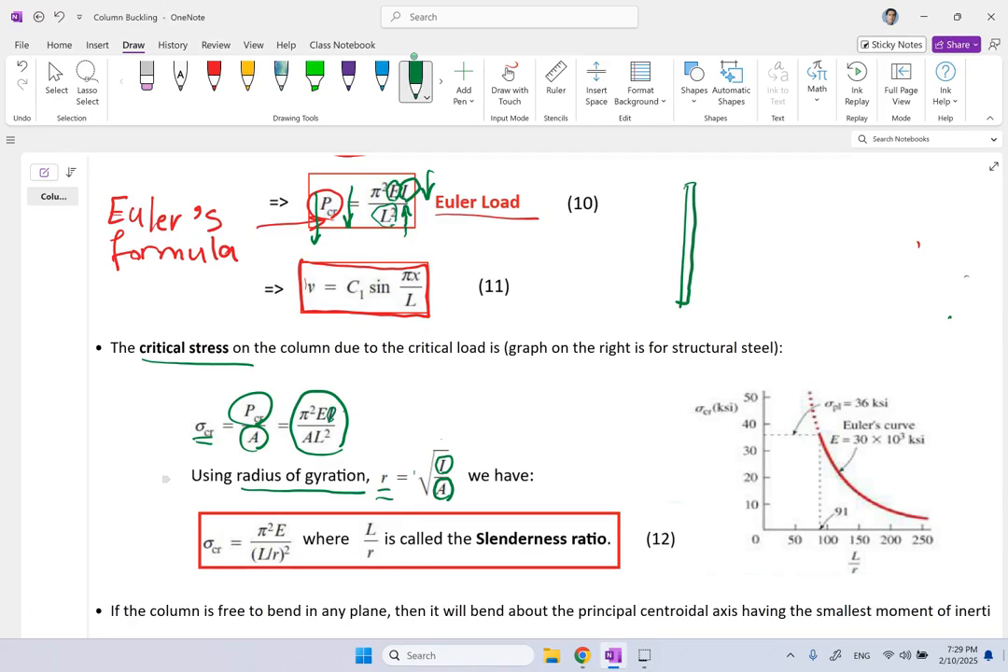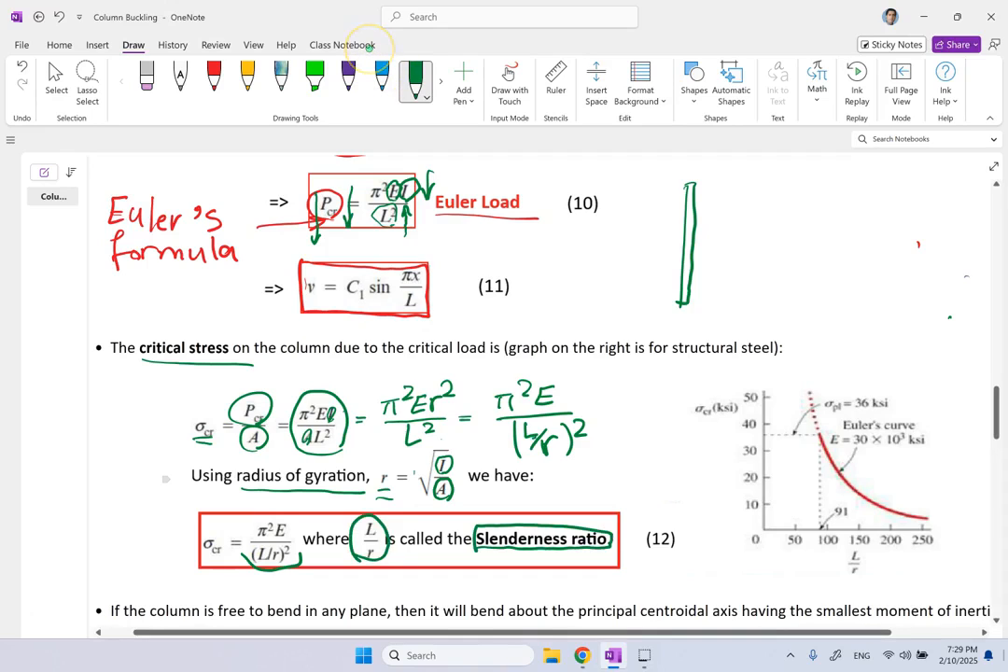So here, this I over A, I can write it as R squared. So it is going to be pi squared E R squared over L squared, where R is the radius of gyration. And then I can bring R squared to the denominator, and I can write it like this, which is what you can see here. Now this L over R is called the slenderness ratio. It's an important parameter, which has both of those important factors I just talked about, the length and the moment.